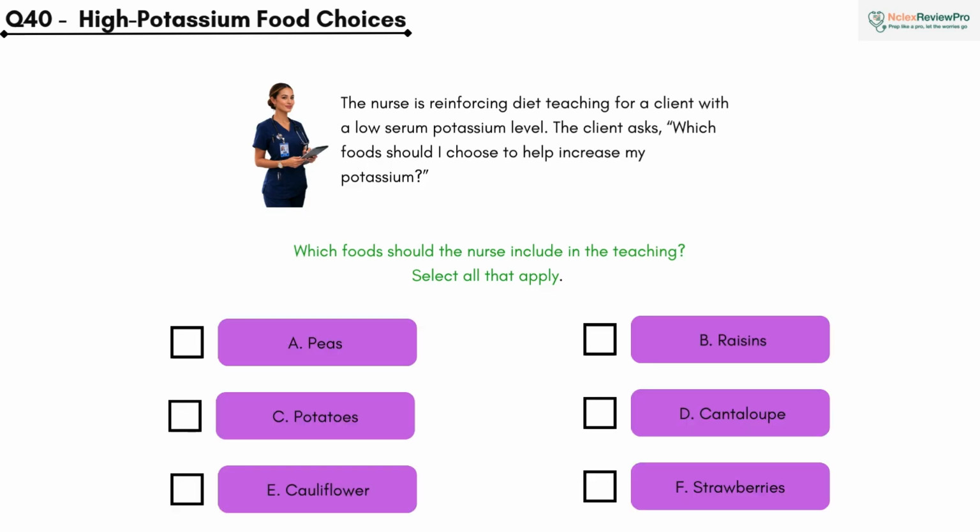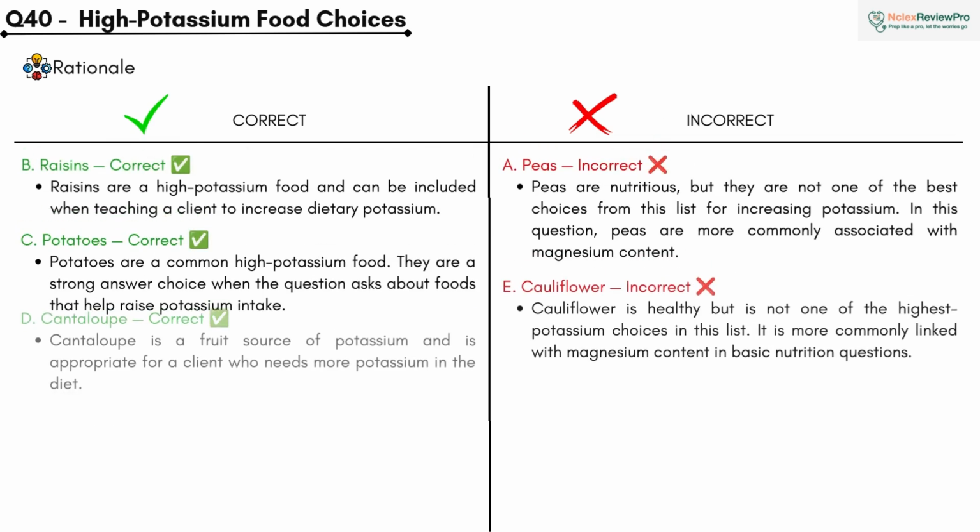The options are Option A, peas. Option B, raisins. Option C, potatoes. Option D, cantaloupe. Option E, cauliflower. Option F, strawberries. Take a moment and think about your answer. The correct answers are Option B, raisins. Option C, potatoes. Option D, cantaloupe. And Option F, strawberries. All right, let's look at the rationale.